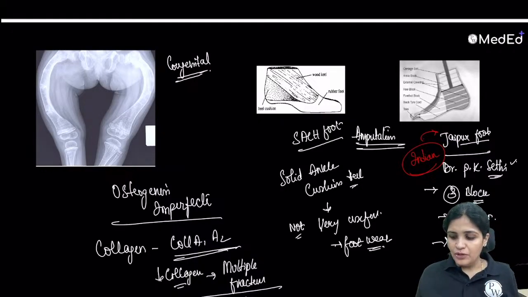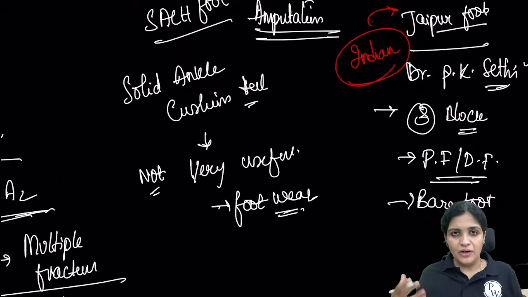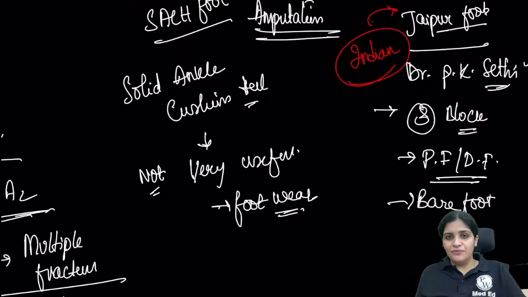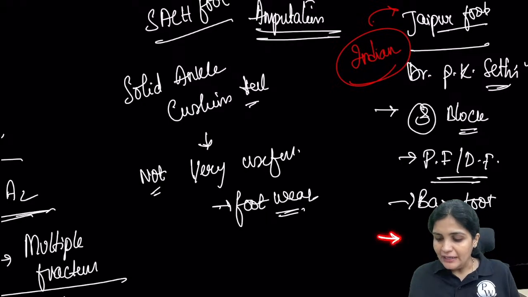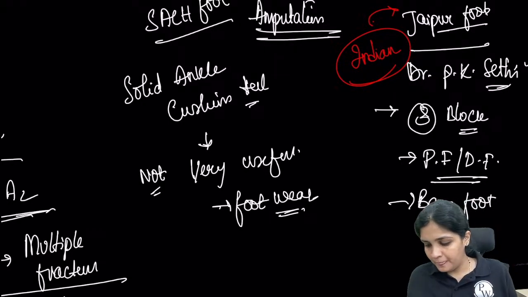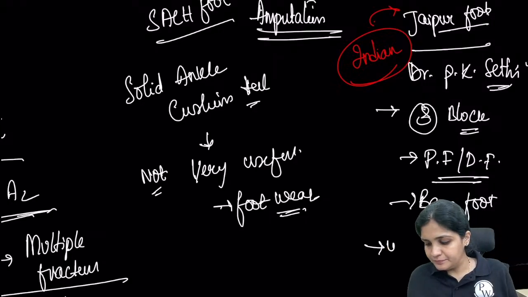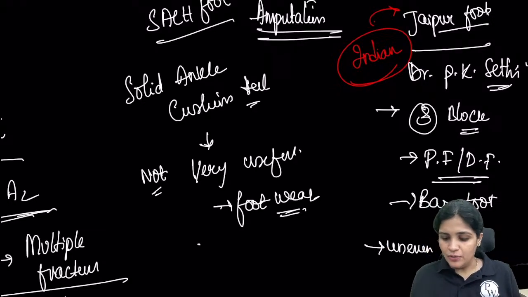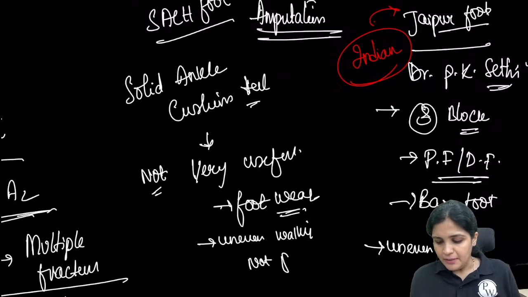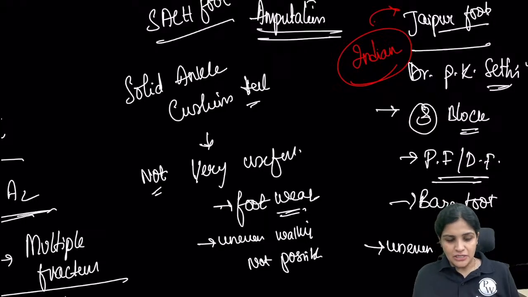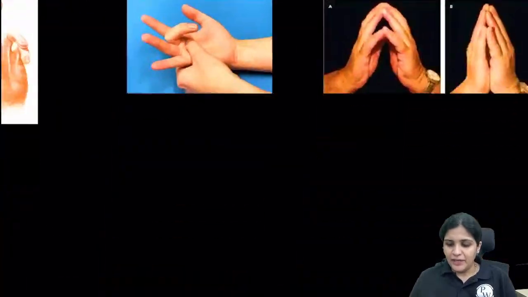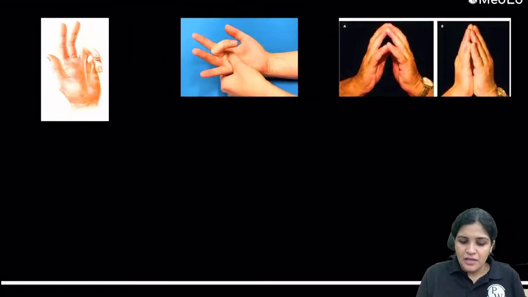Okay, and you need not use footwear. You can use it barefoot, and you can use it for uneven walking also. The other one always requires boots, and you can't do uneven walking. Uneven walking is not possible. Just remember there are 2 important things: one is SACH and one is the Jaipur foot. Jaipur is good for your Indian system. Okay, and finally some soft tissue.